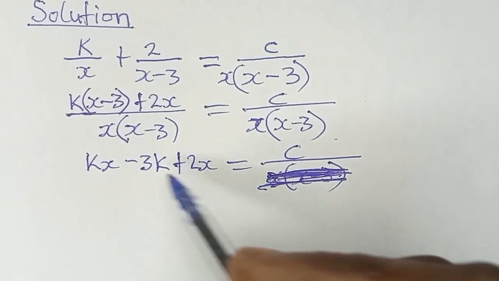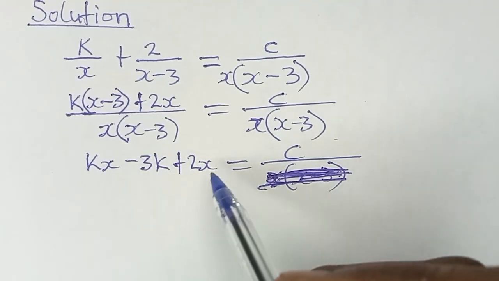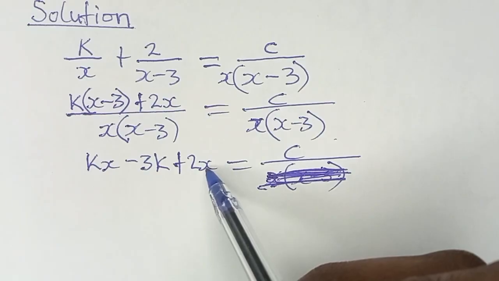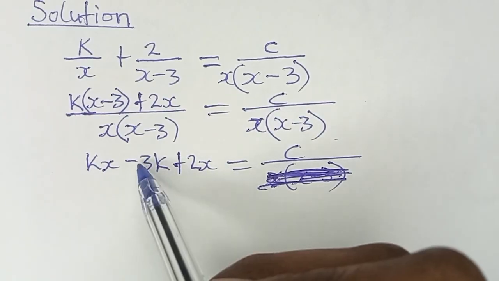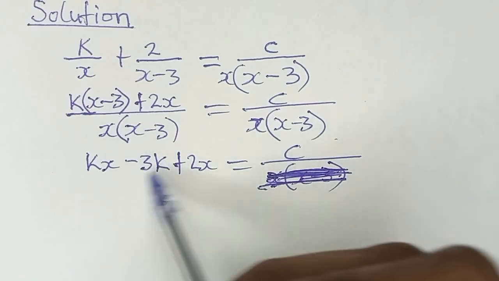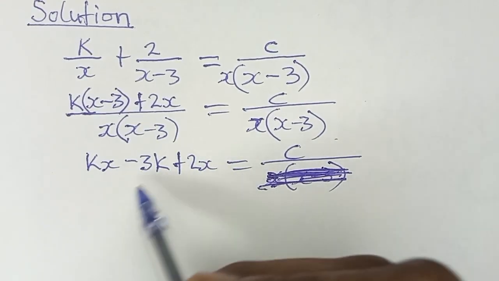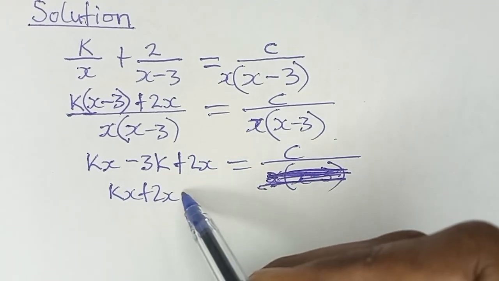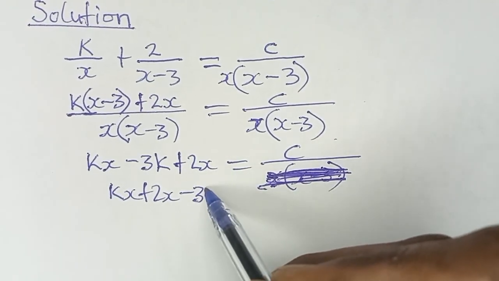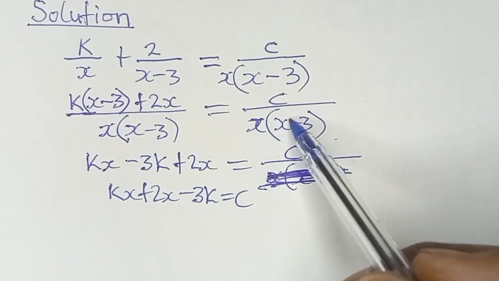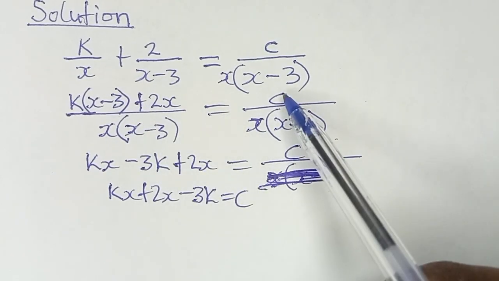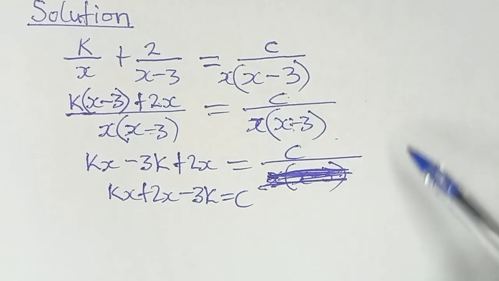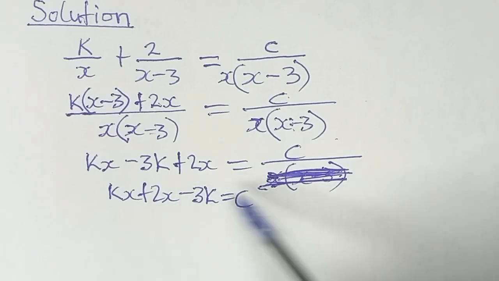So what that means is that if I take the constant term, don't forget these kx and 2x, they are carrying x, while this 3k is not having x. So let's carry these two that have x together. So I have kx plus 2x minus 3k is equal to c. Don't forget, we are no longer taking the denominator. We're only equating the numerators of both sides. Since their denominators are equal, it means that their numerators are also equal.